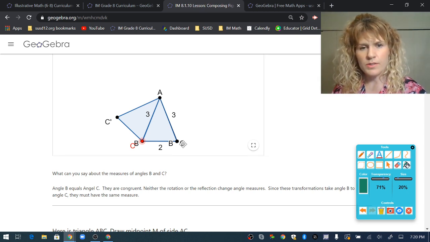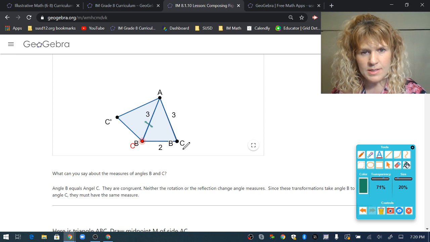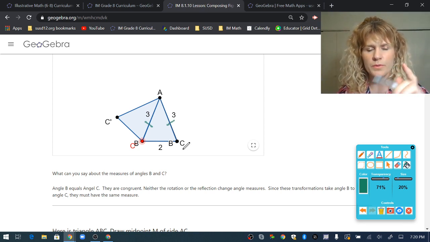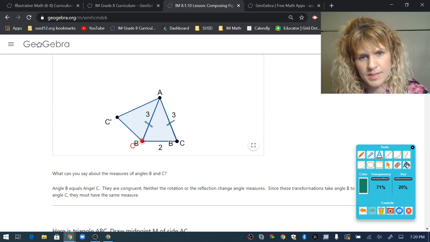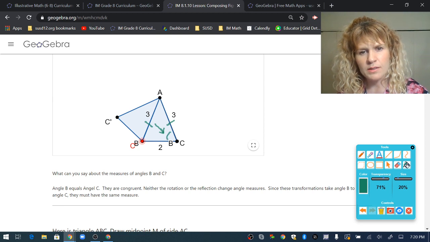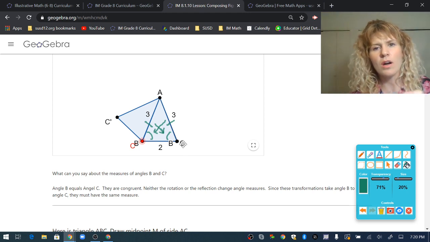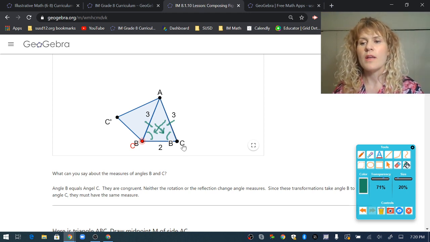I'll draw them on here so you don't forget. This side and this side have the same measure. They are congruent. And the opposite angles. So look at my drawing here. I'll draw an arrow. This is the opposite angle. And this is the opposite angle. Opposite angles are also congruent. They have the same measure.